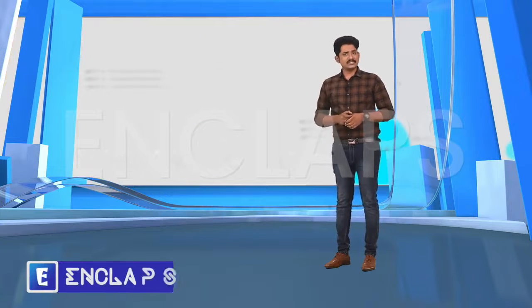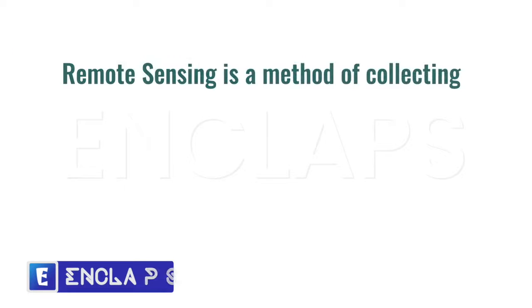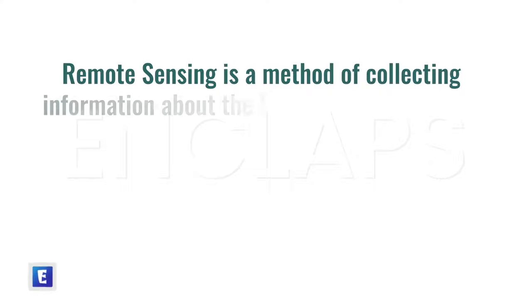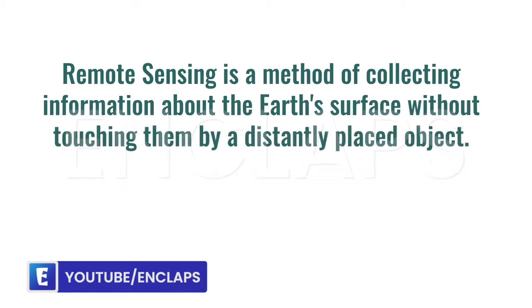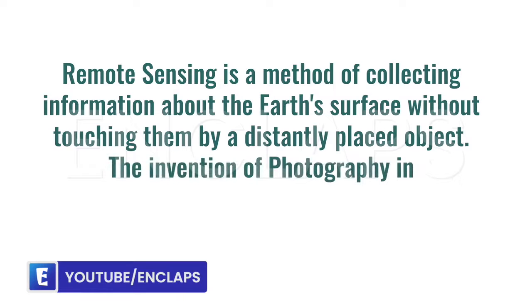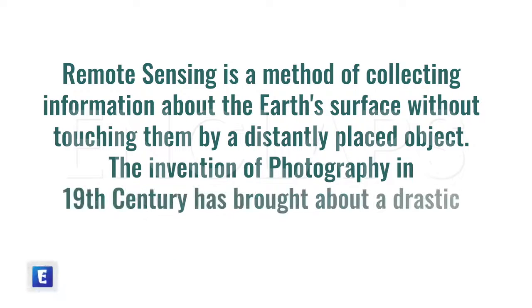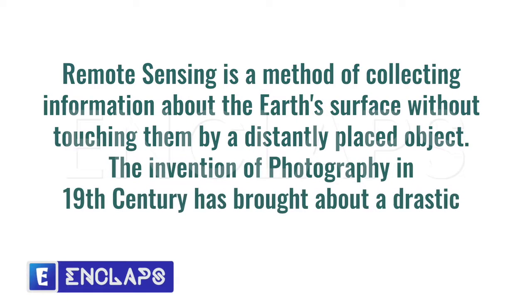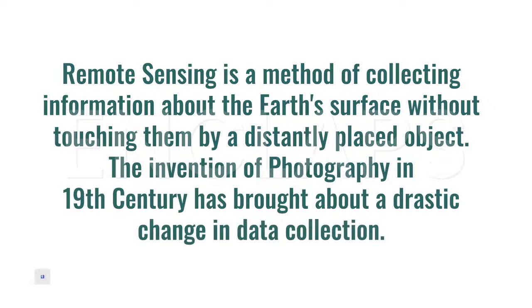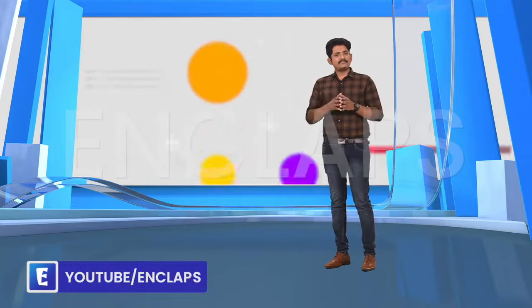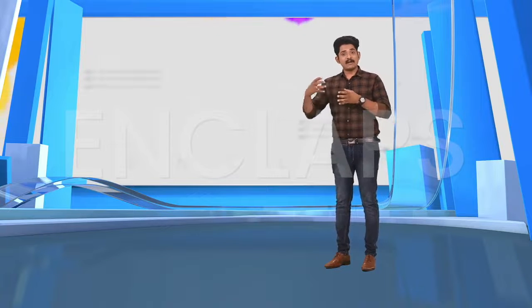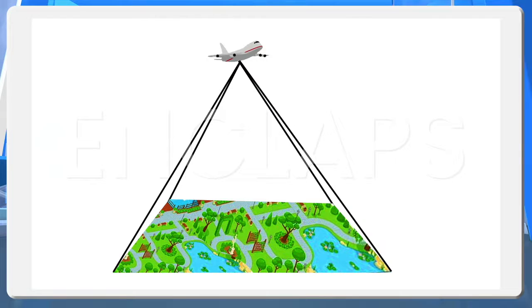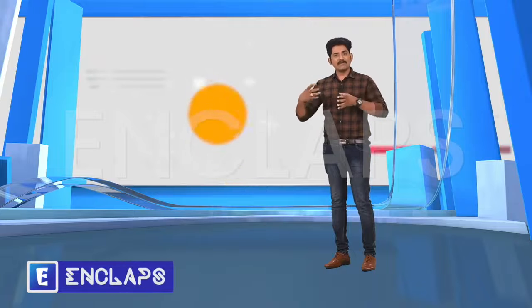What is remote sensing? Remote sensing is a method of collecting information about the Earth's surface without touching it, by a distantly placed object or sensor. The invention of photography in the 19th century brought about a drastic change in data collection. The possibility of capturing photographs from higher elevations, by mounting cameras on balloons or aircraft, has been explored ever since.